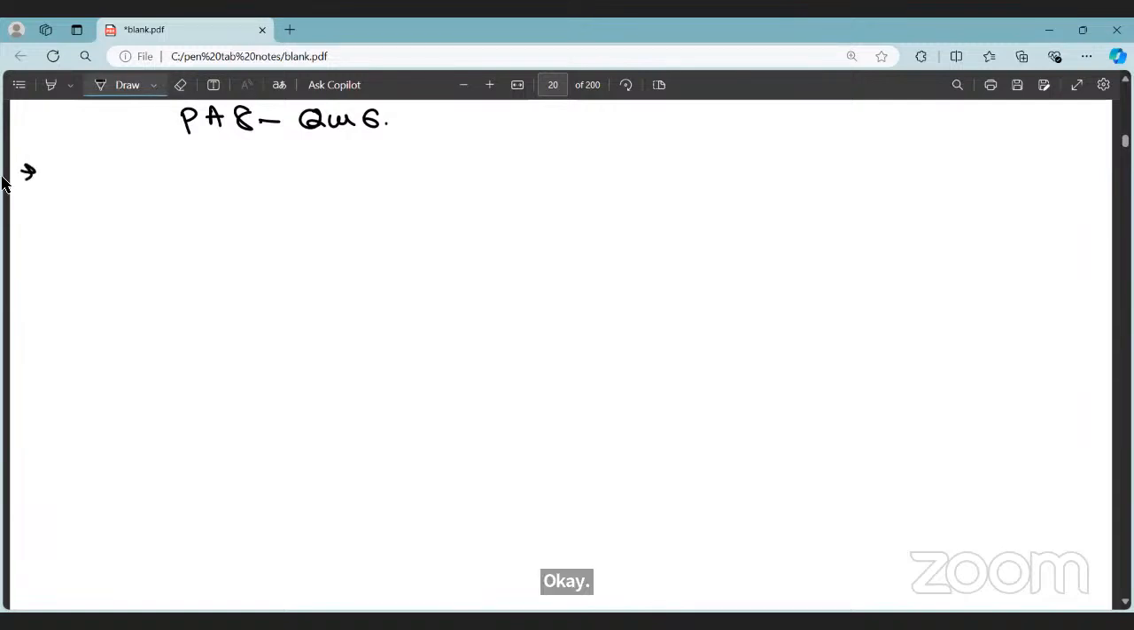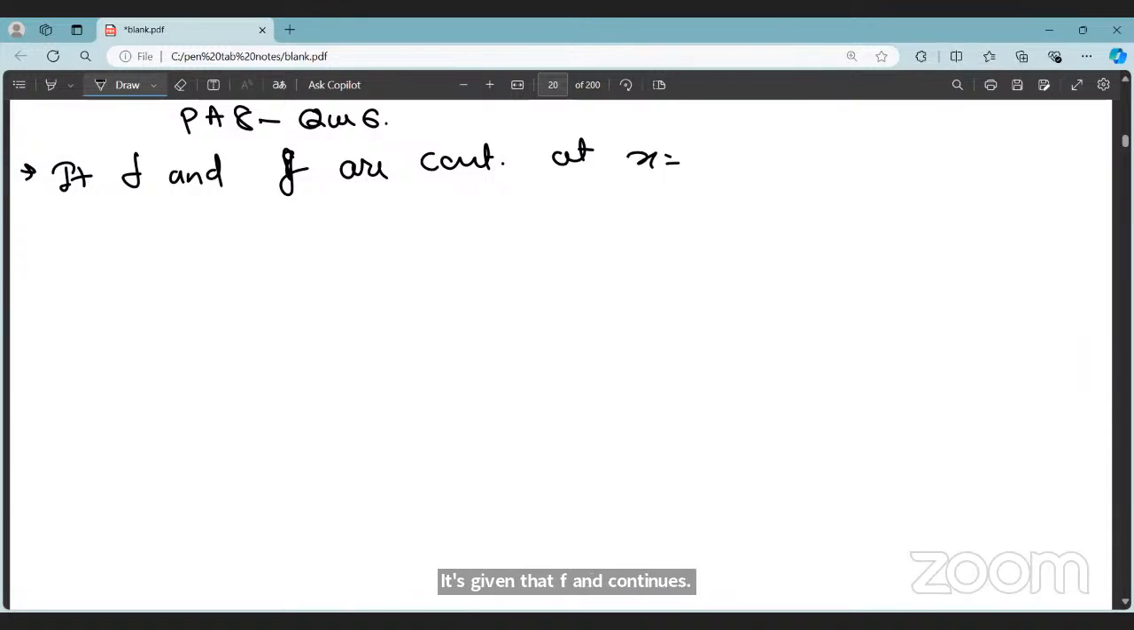So here it's given that f and g are continuous at t equals 3, right? I'm just giving you a hint because there's nothing much there. It's already given that the two functions are continuous at certain points.